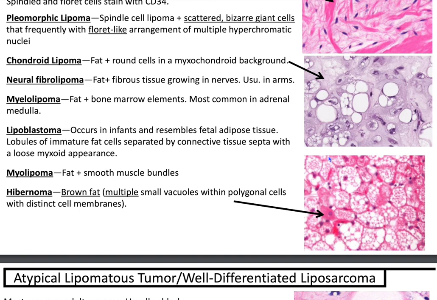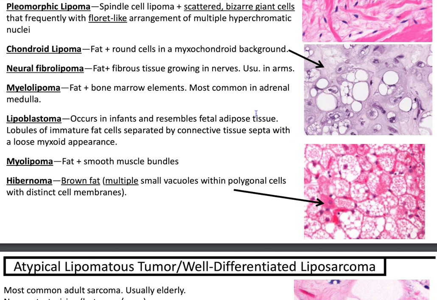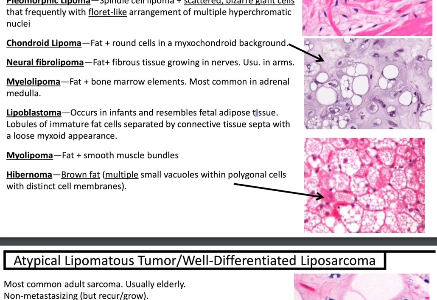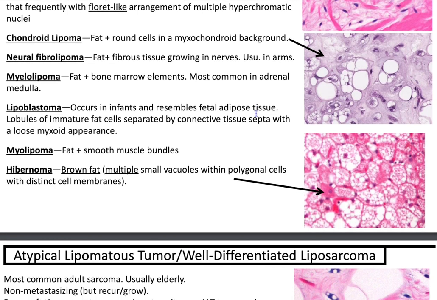These are most common in the adrenal medulla. I remember having that on a quiz, and I was really confused because I never knew what it was at that time. But if you see bone marrow elements in the adrenal glands, think myelolipoma. Lipoblastoma, this occurs in infants and resembles fetal adipose tissue. You'll have lobules of immature fat cells separated by tissue septae with a loose myxoid appearance.